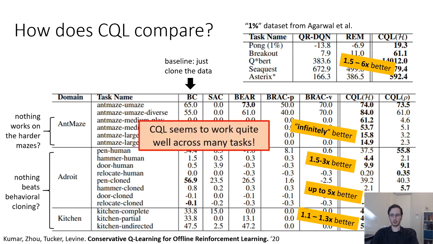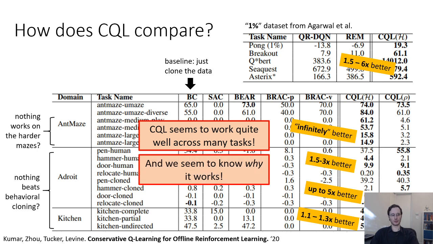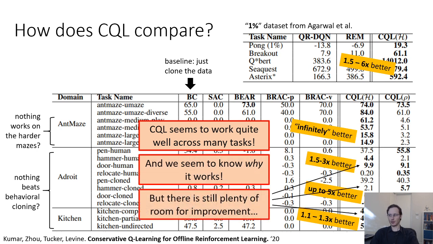So this method is doing really well. It seems to work quite well across many tasks. And we seem to know why it works, because of this lower bound property. Of course, there's still plenty of room for improvement, so if you want to develop better offline RL methods, there's plenty of work to do and plenty of ways in which you could improve the results.